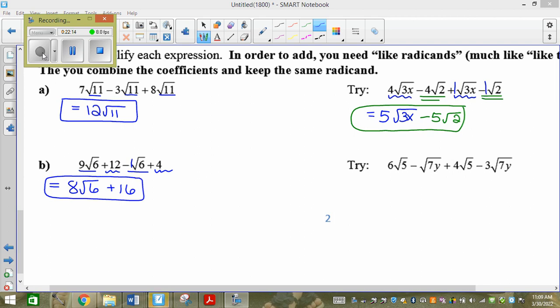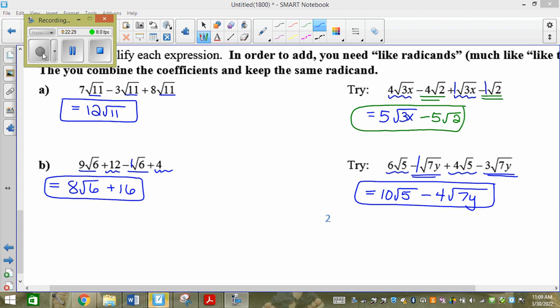This one, we're going to do 6 root 5 plus 4 root 5, which is 10 root 5s. And then minus 1 root 7 minus 3 more root 7s, and I get negative 4 root 7. Okay, then we're going to flip over.